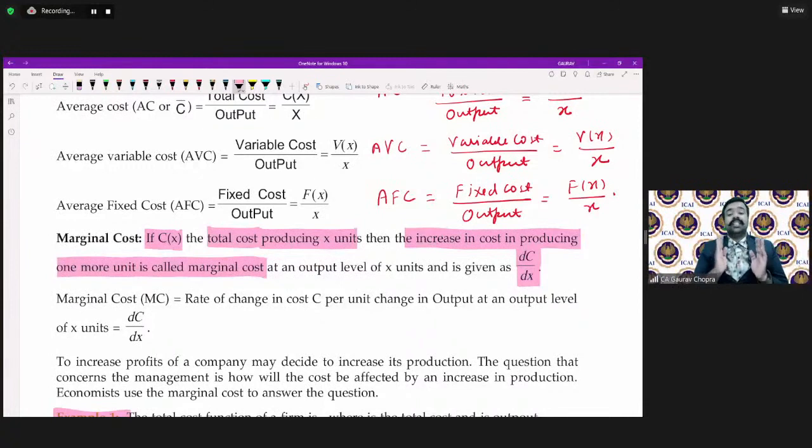So whenever there is a question asking to find out the marginal cost, what we have to do? We have to find out the derivative of cost with respect to x. x means output or units. Okay. So whenever we are asked to find out marginal cost, we have to solve dC by dx.